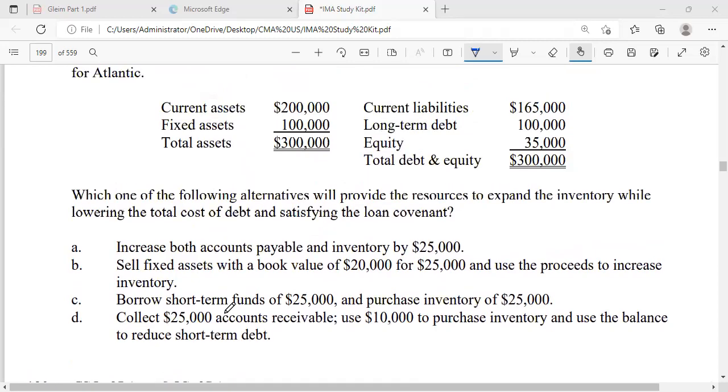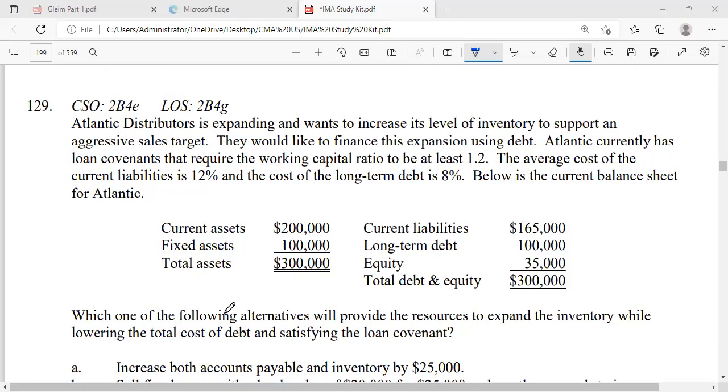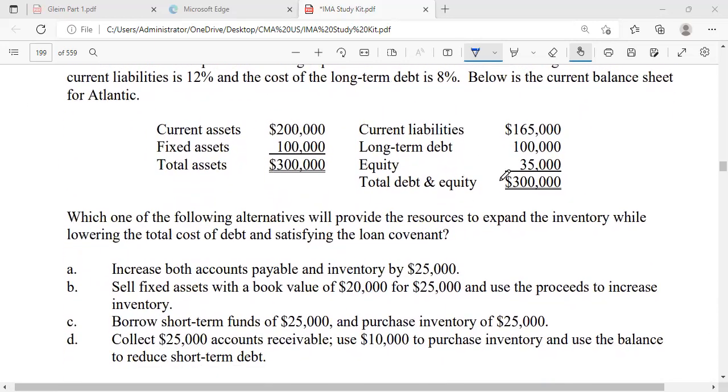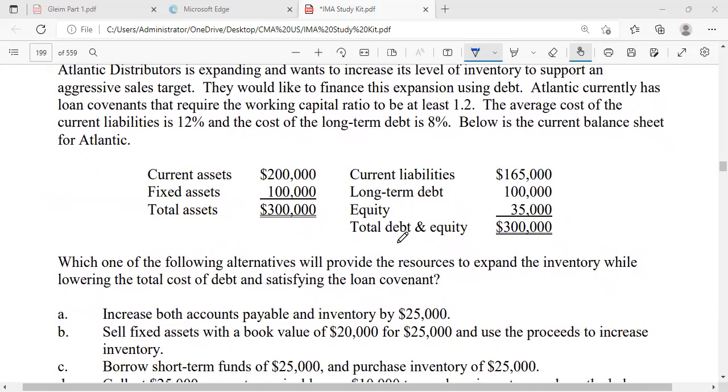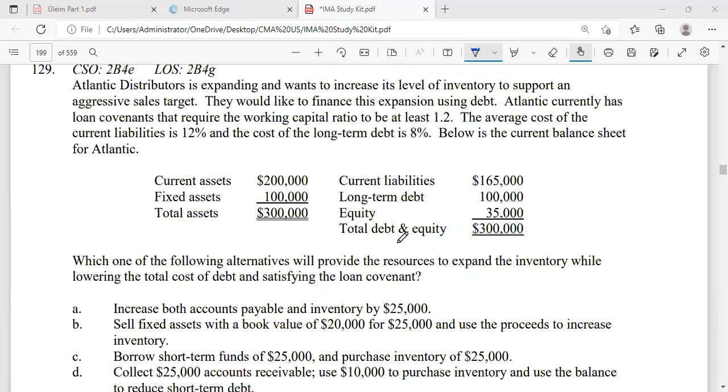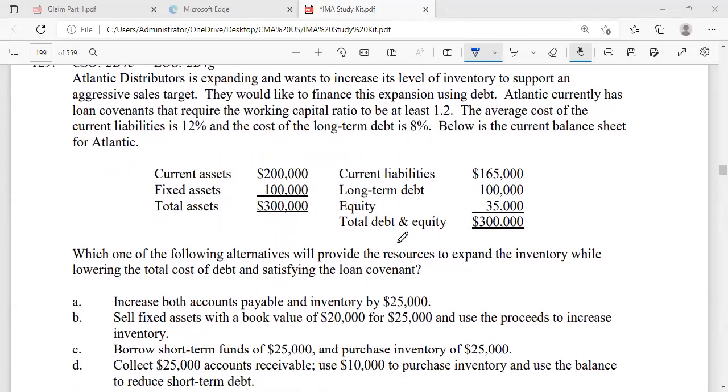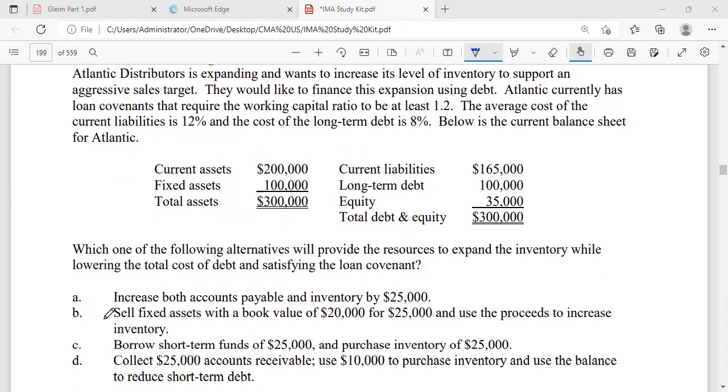Okay, then which of the following alternatives will provide the resources to expand the inventory while lowering the total cost of debt, satisfying the loan covenant? Now, these are managing current assets. A really good question in here. So, out of these four alternatives, one is going to be a really good alternative for the organization at large. Okay, so let us go through it.